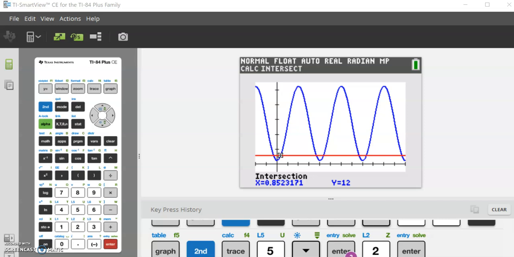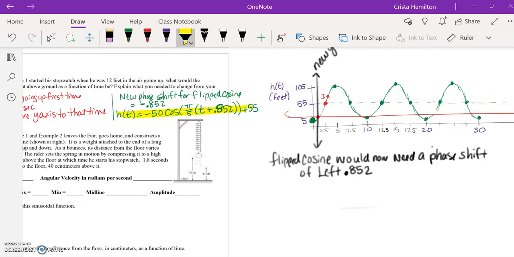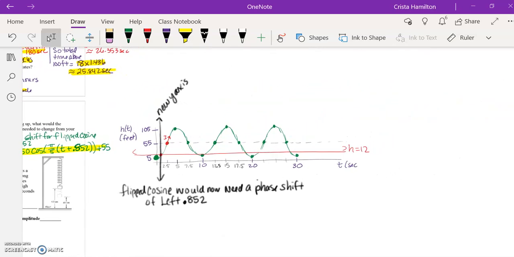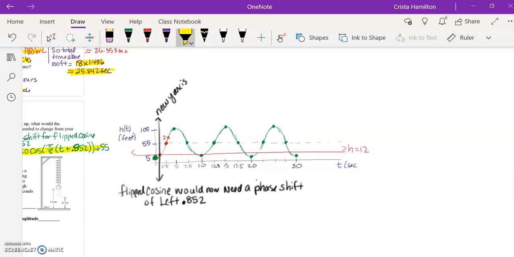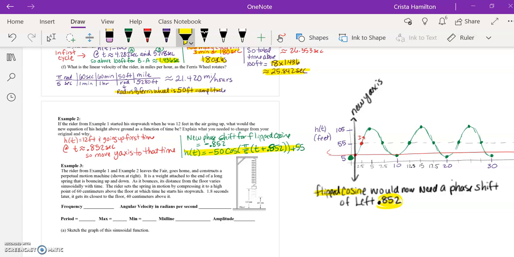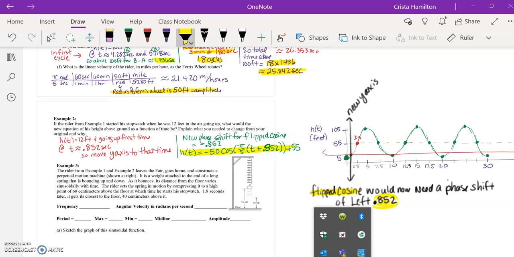All right, so the first thing I did for this problem was graph y equals 12 feet, and I found the time at which we have the place where we want to start our stopwatch. Then I put the new y-axis at that intersection point. What that means is that our flipped cosine graph would need a phase shift going left by that value in order to start at the right spot. So I just added the phase shift into the equation.